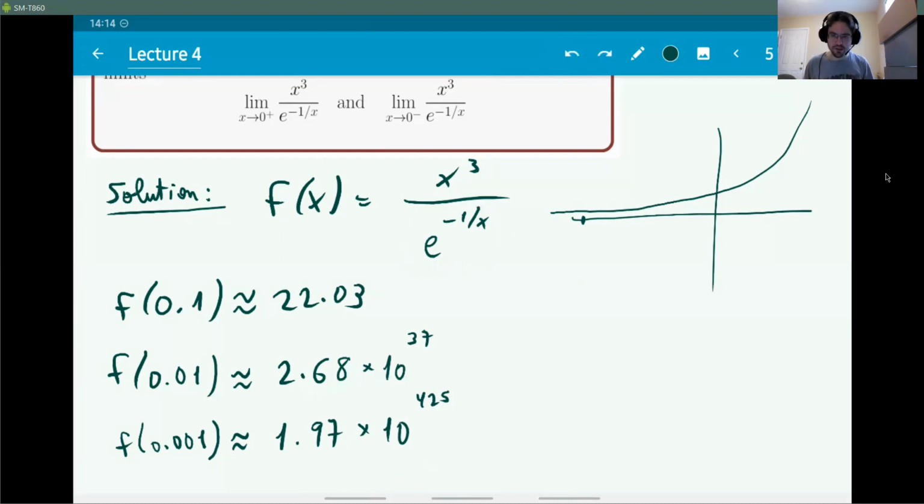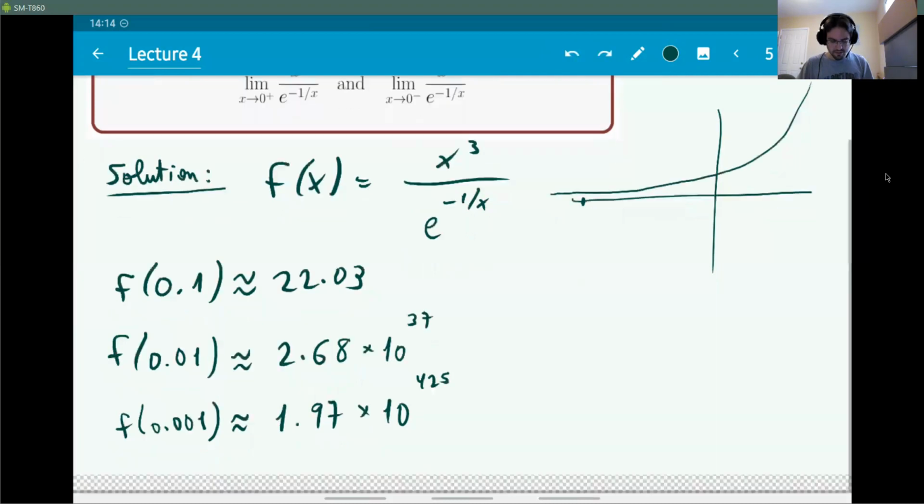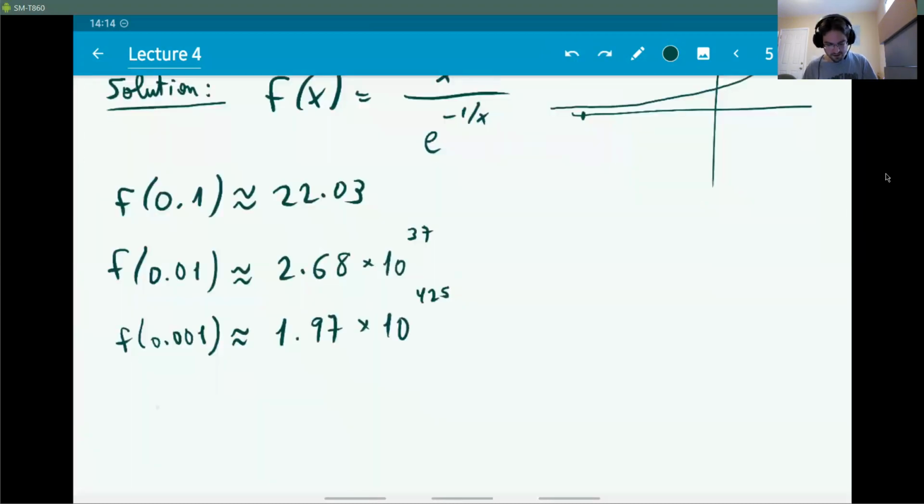Okay, but we don't have to understand any of that if they're just saying plug in the numbers and see what happens. Based on these numbers here, we guess that this limit from the right is actually infinity. The function is exploding without bounds.